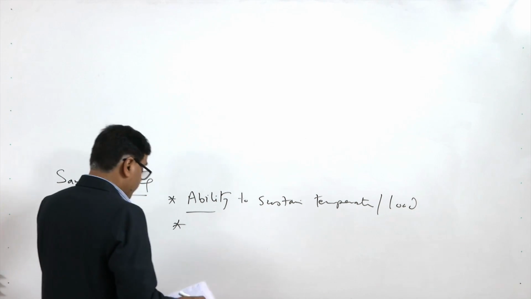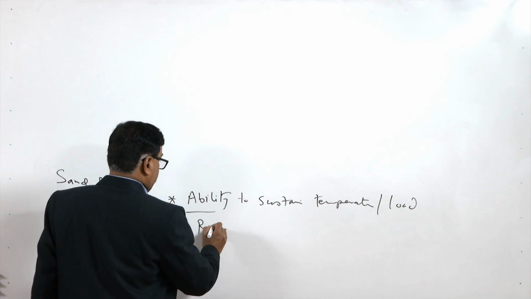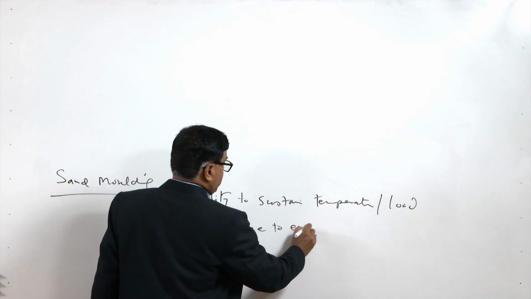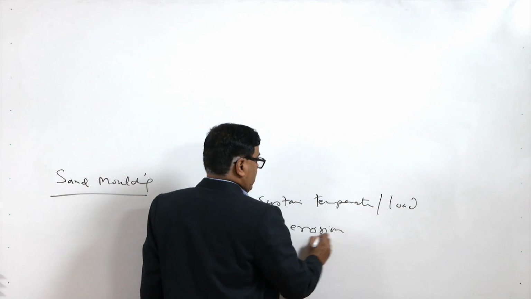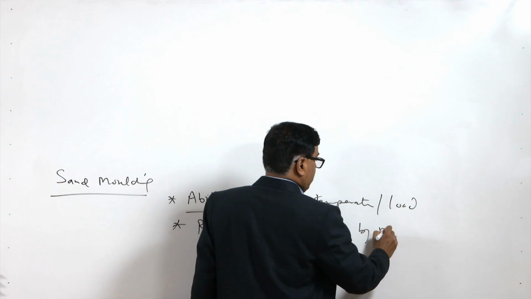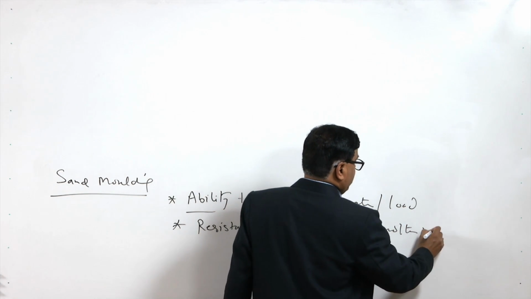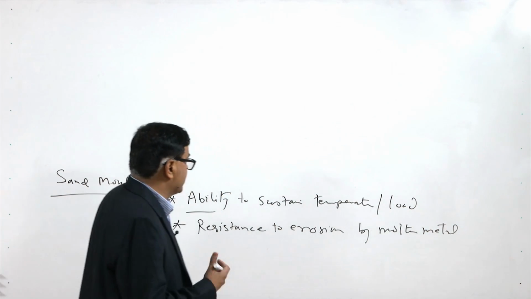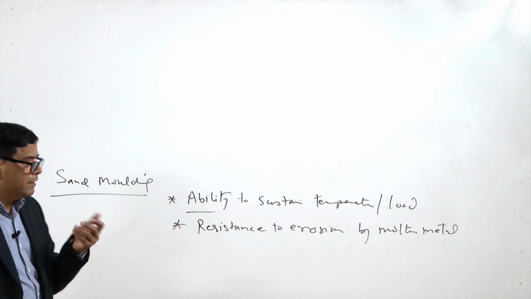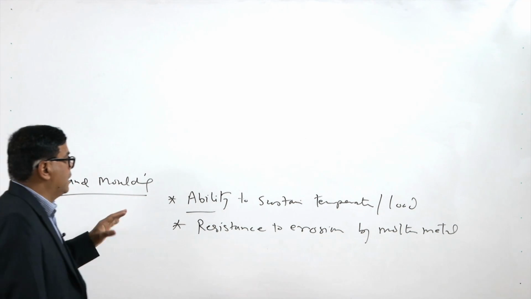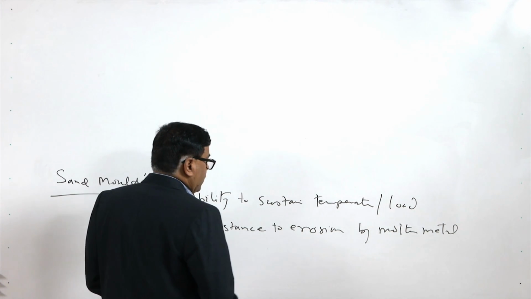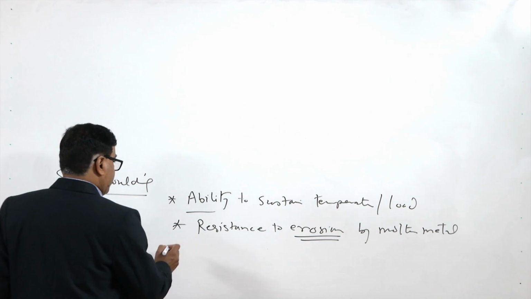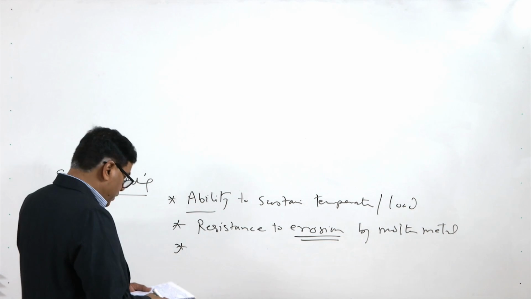And two, it should have resistance to erosion by molten metal. We know that when molten metal is poured into the mold, a lot of turbulent conditions exist. So, it will be rubbing against the surface turbulently, and this may cause erosion of the sand mold, which will modify the geometry of the mold.